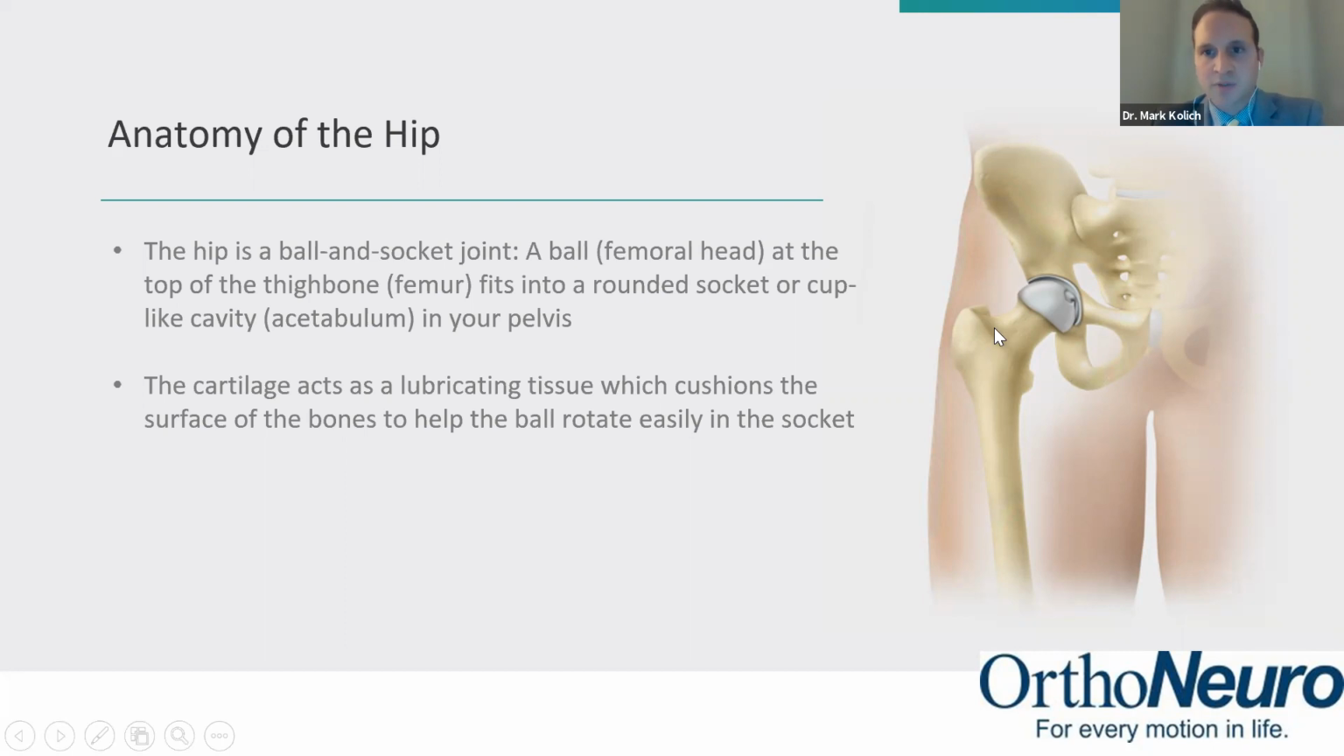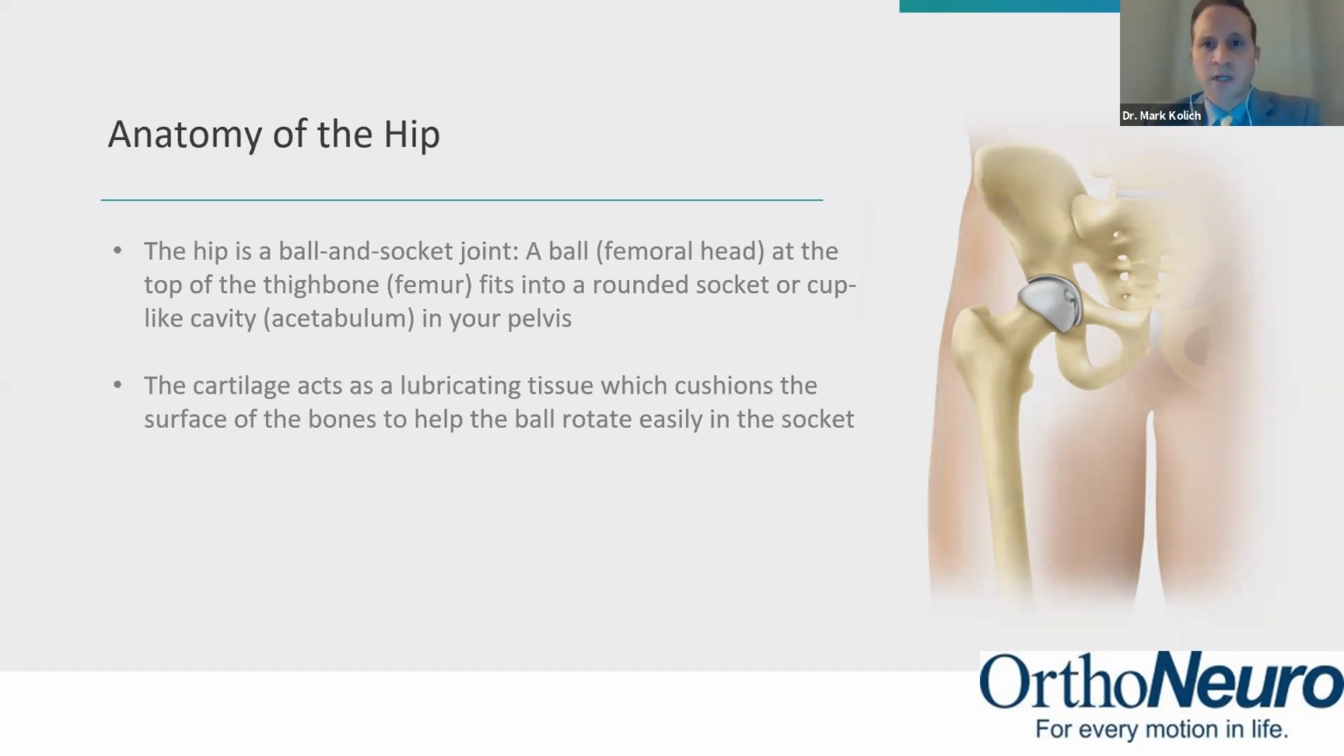So I have that pictured on the right here to depict what that looks like. So the cartilage, like we talked about before, acts as a lubricating tissue and cushions the surface of the bones to help the ball rotate easily within the socket. So over time, as it becomes irregularly shaped or it starts to wear into that ball a little bit, that's when the ball does not rotate as easily and pain is generated from the hip joint.